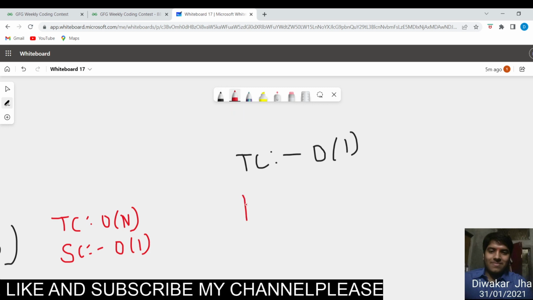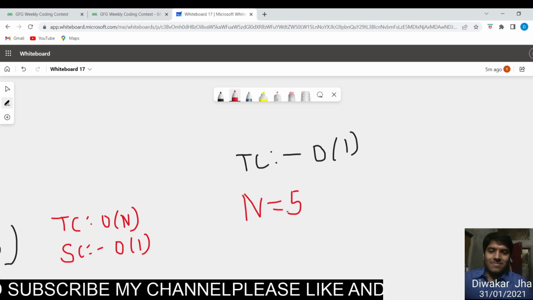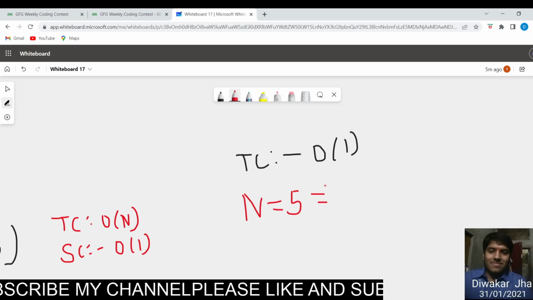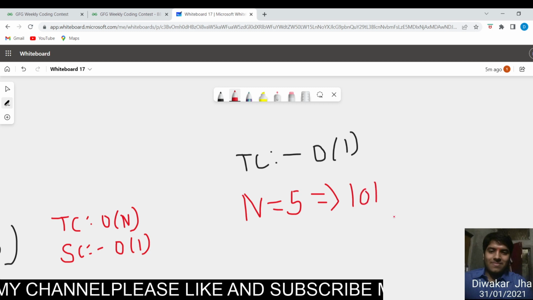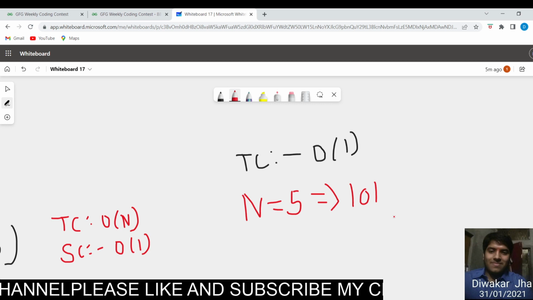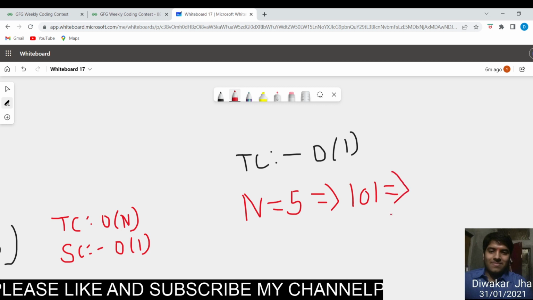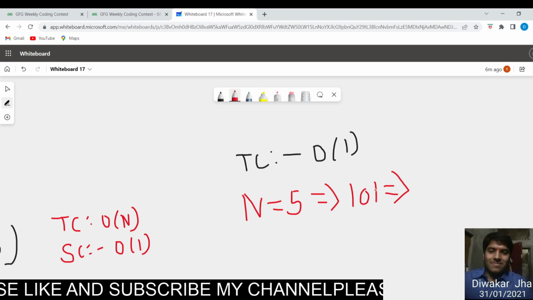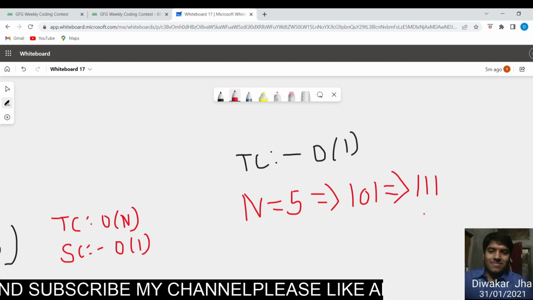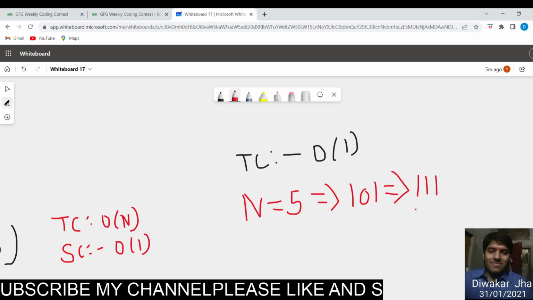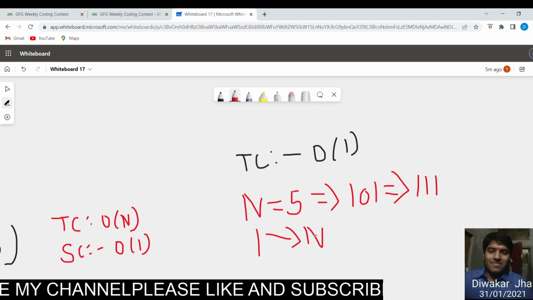So what will you do? You are given the number 5, and its binary representation is 101. How can you get the bitwise OR? The bitwise OR of the values up to 5 comes out to be 111. So this is the resultant bitwise OR from 1 to n. I hope you all understood very well.